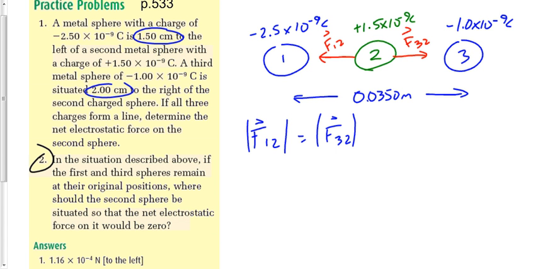All right, F12 is k Q1 Q2 over r squared. F32 is k Q2 Q3 over r squared. Well, what's the value of r?